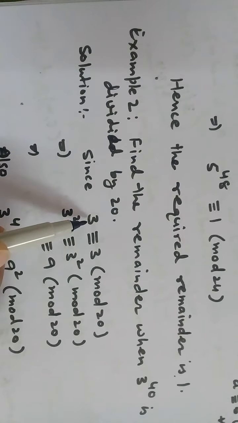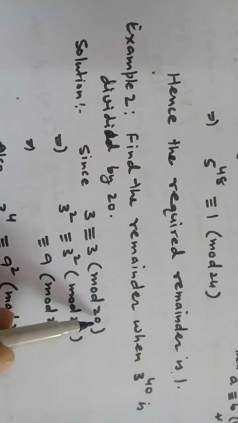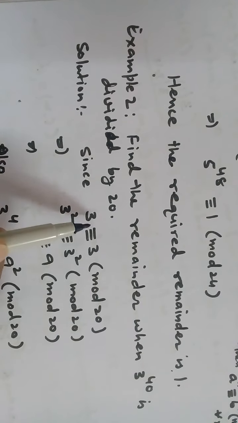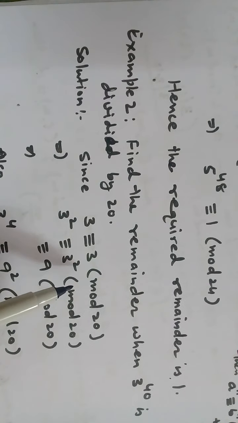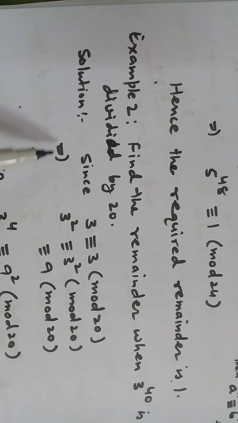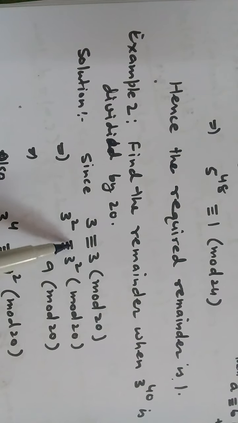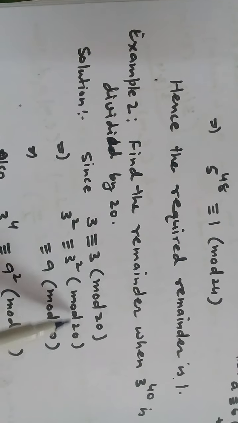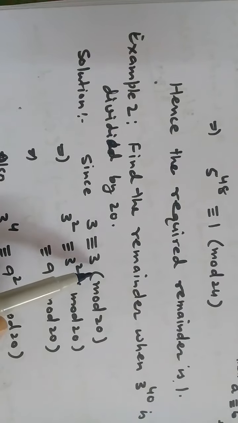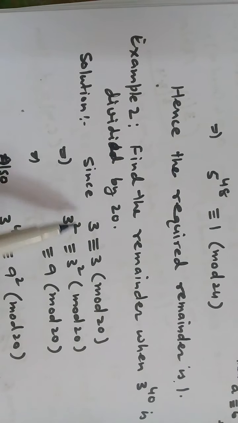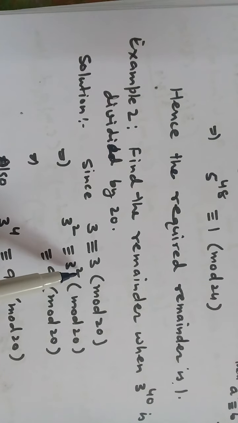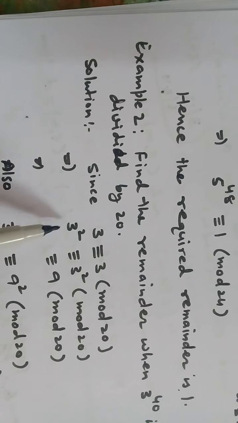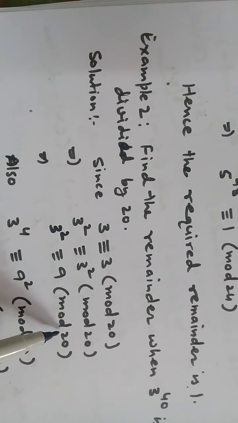Since 3 is congruent to 3 modulo 20, because 20 divides 3 minus 3, that is 0. 20 divides 0. 0 is divisible by any number. So this implies 3 का square is also congruent to 3 का square modulo 20, because if a is congruent to b modulo m, then a की power n is also congruent to b की power n modulo m. So this implies that 3 square is congruent to 9 modulo 20.